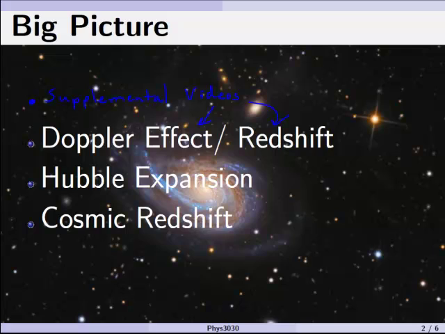And then we'll talk about Hubble expansion, cosmic redshift, Hubble's law, and if we get to it today, we'll talk about the Big Bang. So we're really going to jump into this cosmology stuff today. Okay, so let's get rid of this and move on to the next slide here.